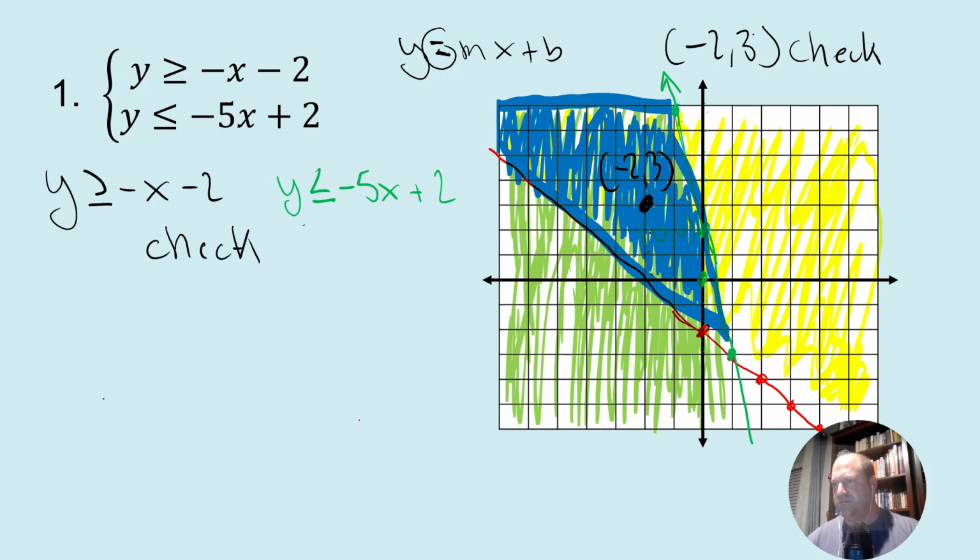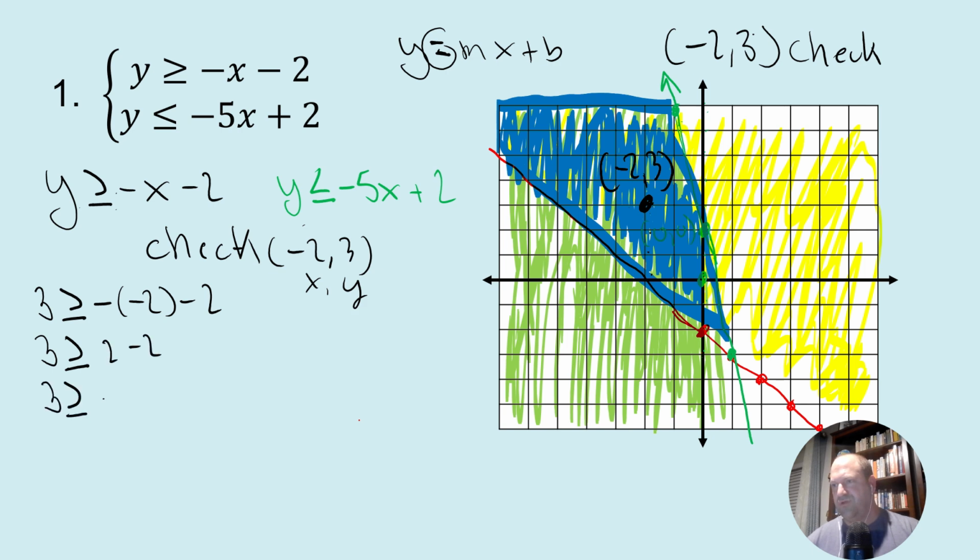So this is our check. Again, we're using (-2, 3) in our inequalities. So that's our x value, that's our y value. Let's try our top inequality first. So we're going to have 3 is greater than or equal to -2 minus 2. 3 is greater than or equal to 0, which is true. So this point checks in the top inequality.